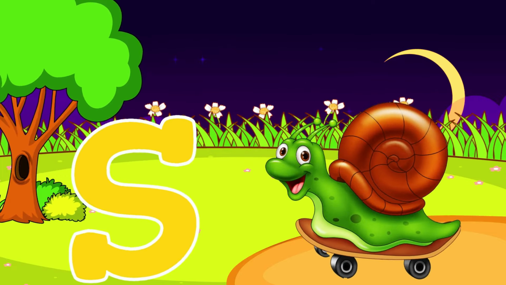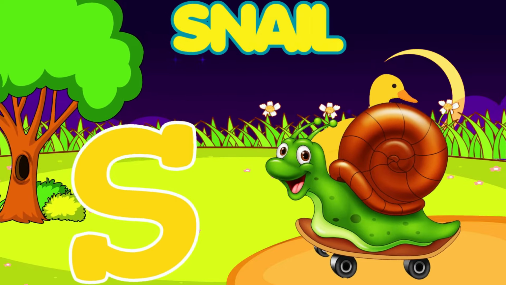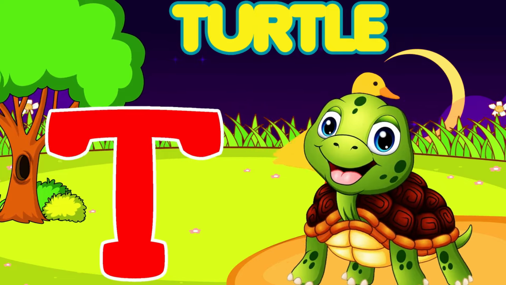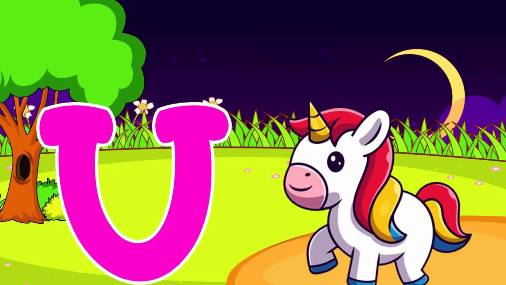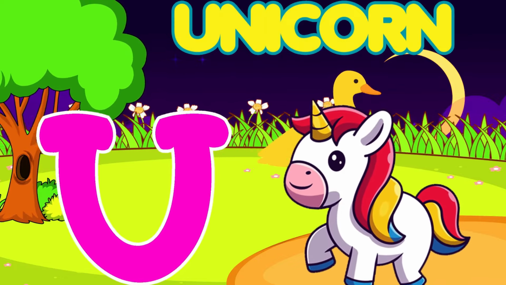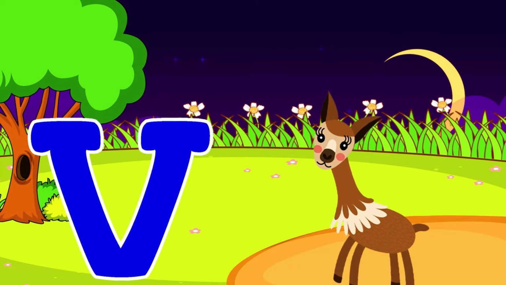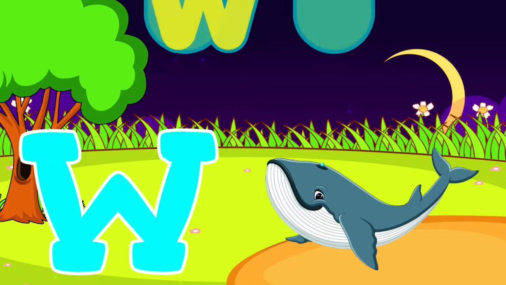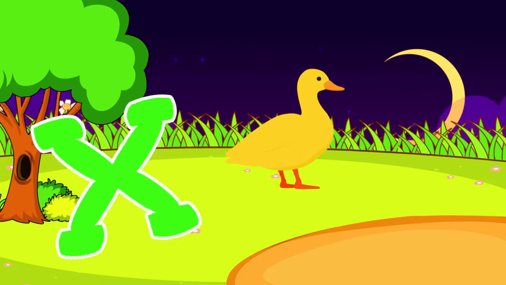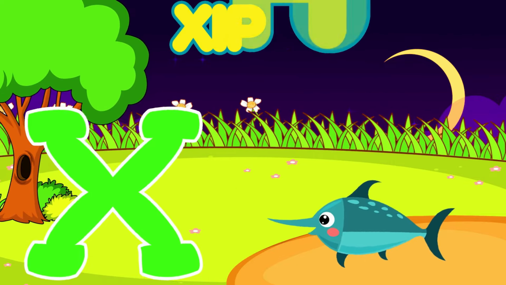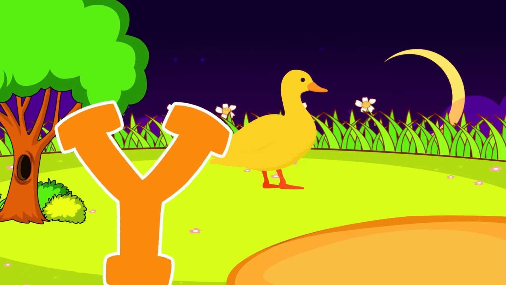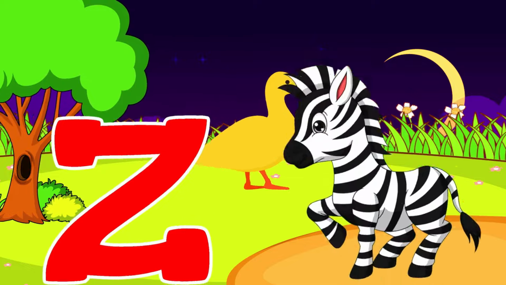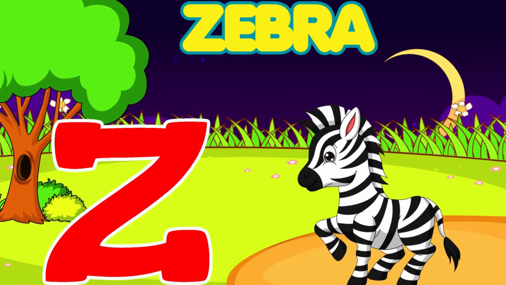S is for snail. T is for turtle. U is for unicorn. V is for vicuña. W is for whale. X is for Zephyrus. Y is for yak. Z is for zebra.